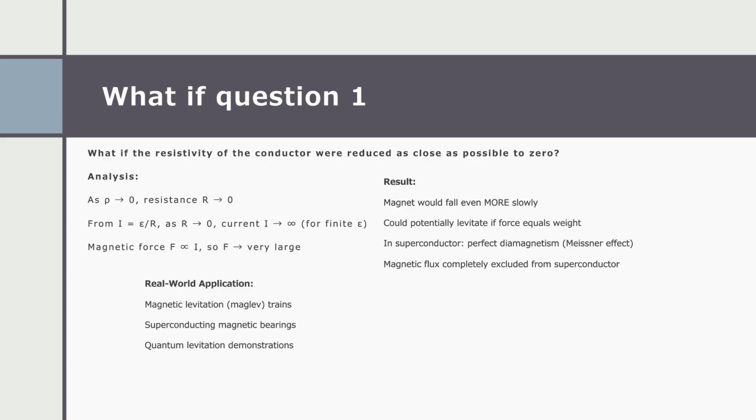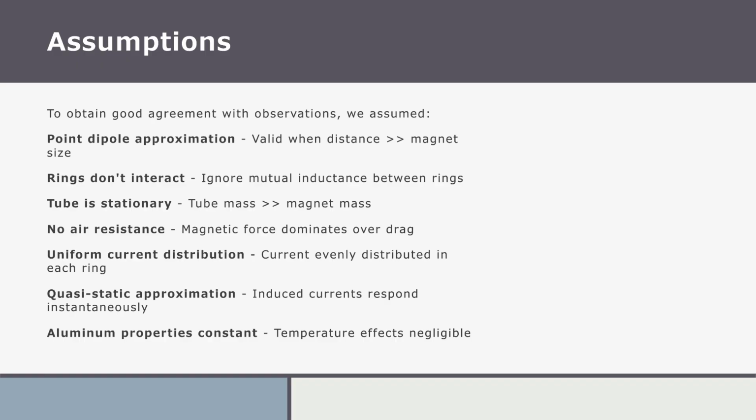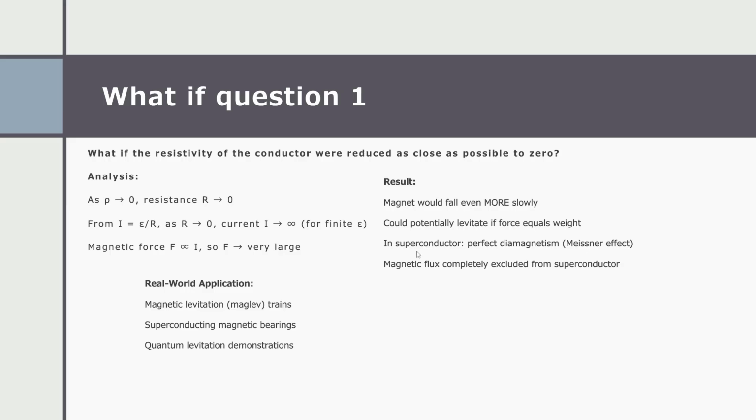What if the resistivity of the conductor were reduced as close as possible to zero? After doing some of the math, the result would be that the magnet would fall even more slowly, and it could potentially levitate if the force equals the weight. And in a superconductor, this would be known as perfect diamagnetism, also known as the Meissner effect.